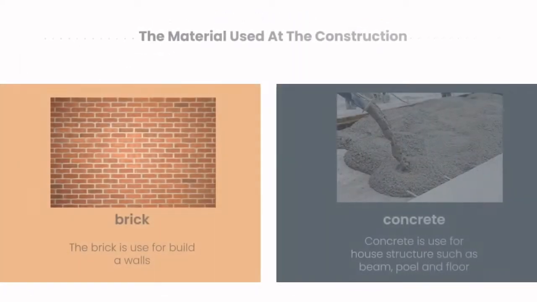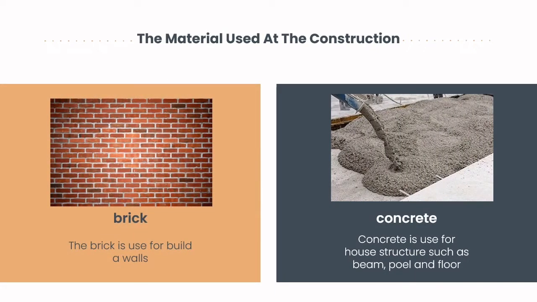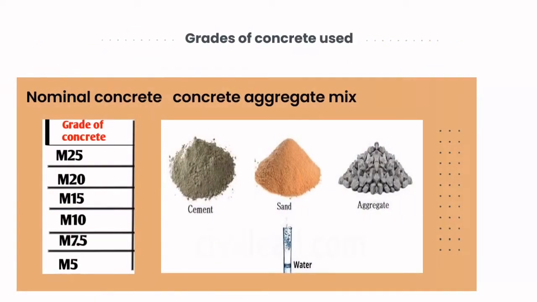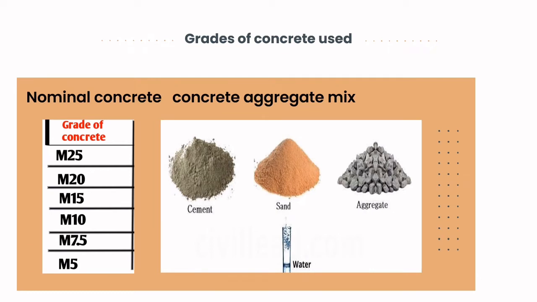The materials used in the construction: first, brick. The brick is used for building a wall. And second, concrete. Concrete is used for the house structure such as beams, piles, and floors. And next, the grade of concrete used. Grades of concrete: M25, M20, M15, M10, M7.5, and M5. The mixture is cement, sand, aggregate, and water.